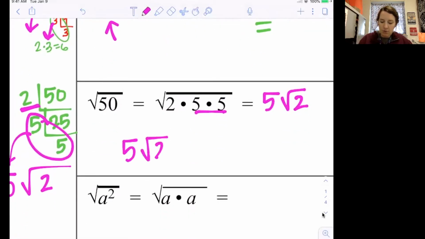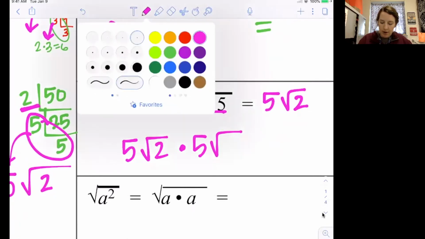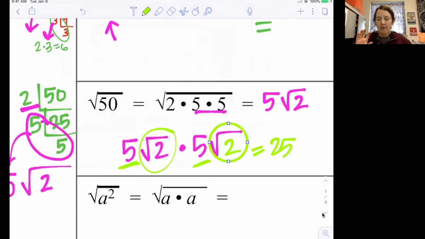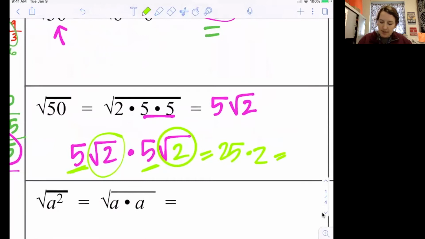5 square root of 2 times 5 square root of 2. So I know that 5 times 5 is 25. Whoops, I didn't write my other 2. Okay, square root of 2 times square root of 2. Anytime you have a number under a radical times the same number under the radical, it just equals that whole number. So this is 25 times 2, which does get me back to my 50. So that is a way you could check your work if you're not sure.